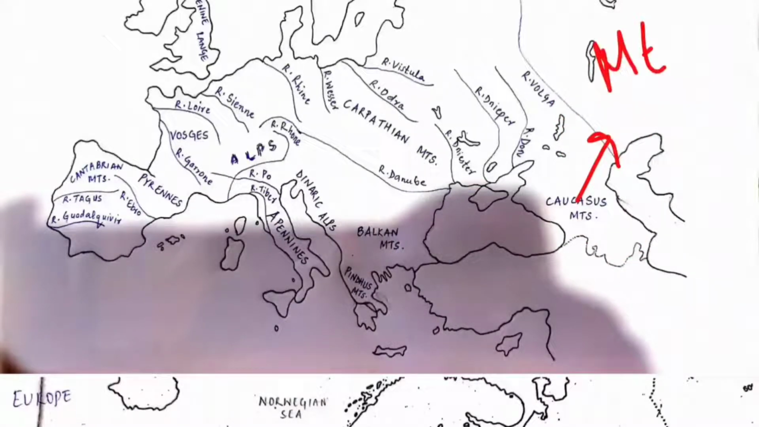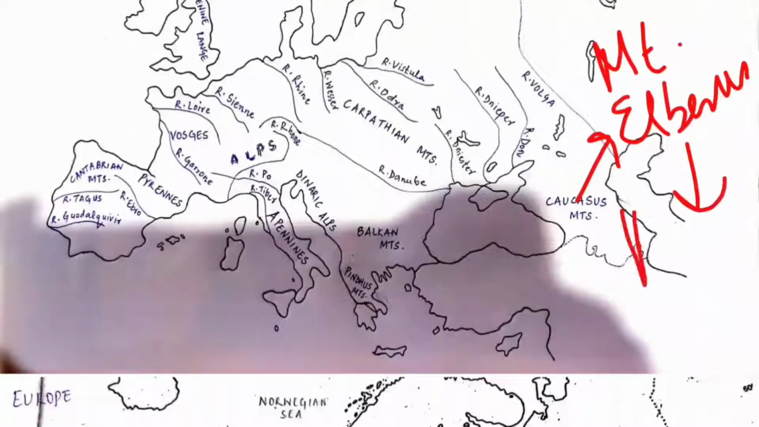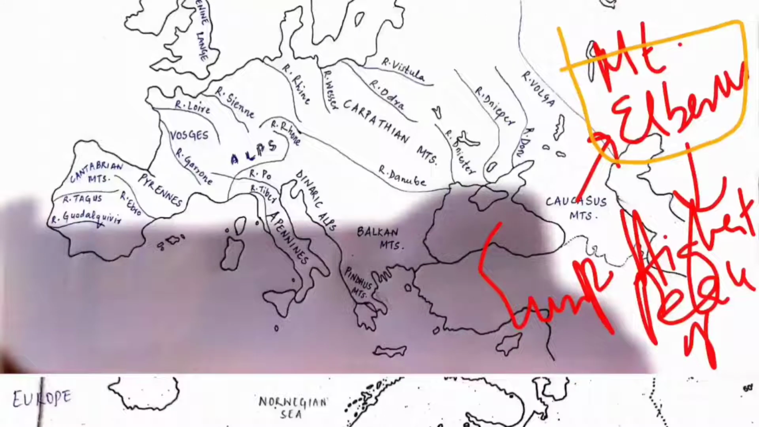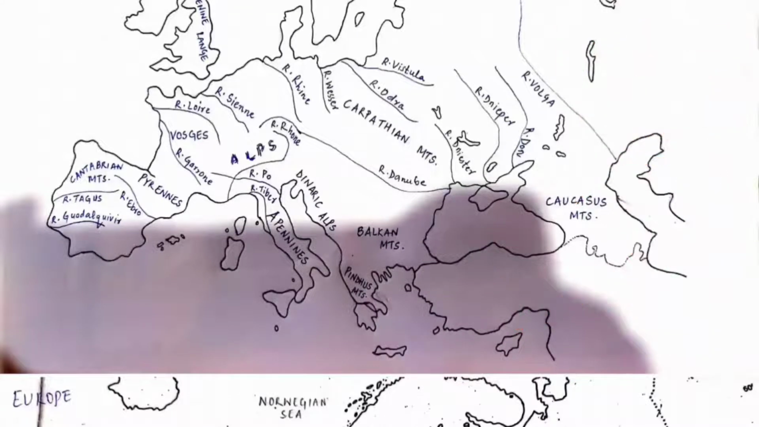Caucasus Mountains have this Mount Elbrus, which is the highest peak of Europe. Highest peak of Europe is this Mount Elbrus. I hope this is clear.